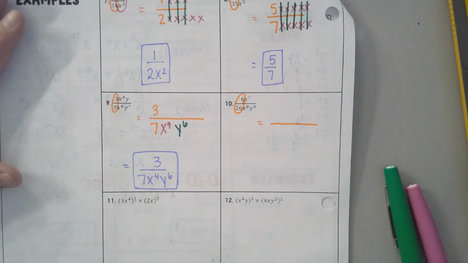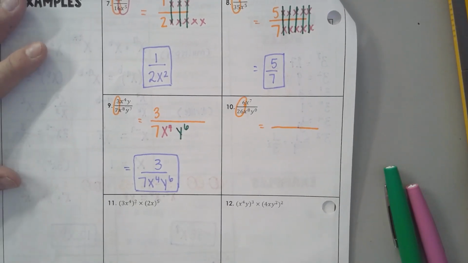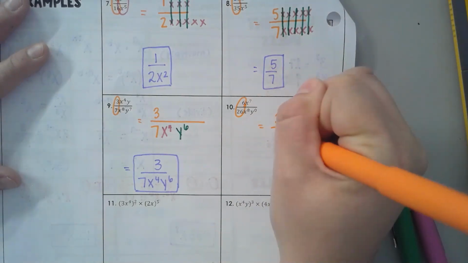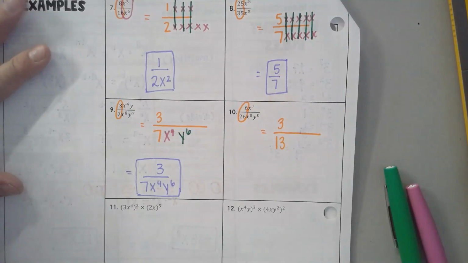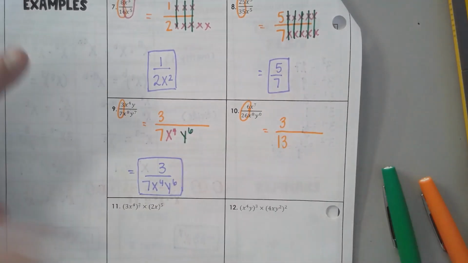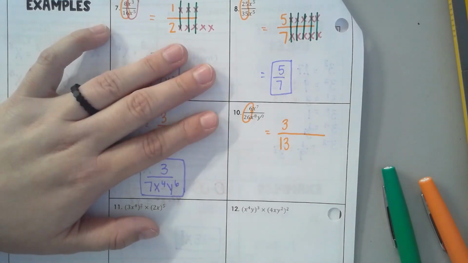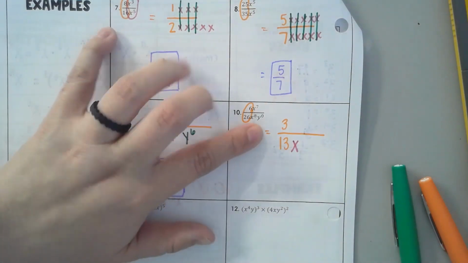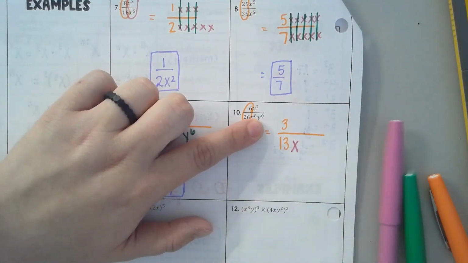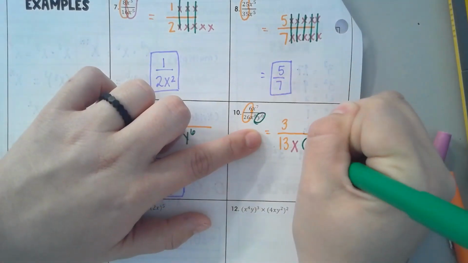Six over 26 is what? 3 over 13. And then if we cancel out x's, what's left? 2x. Or 1x. One of them, and is that in the numerator or denominator? The denominator, which is the bottom. What is y to the 0? It's 1. That whole thing is 1.